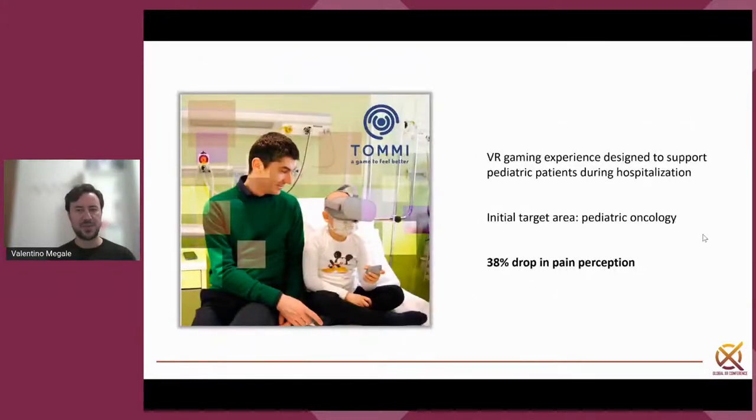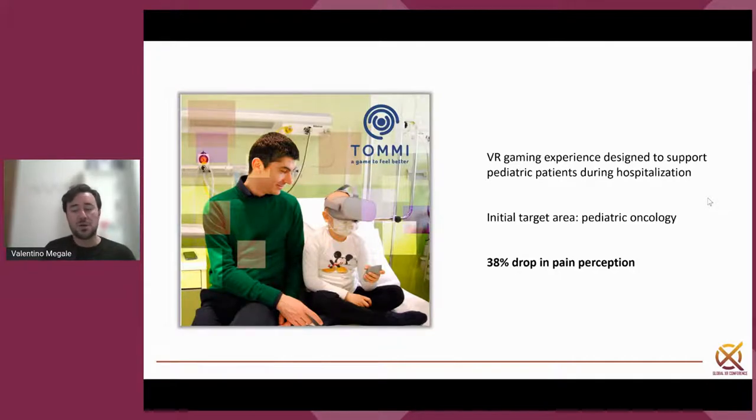Starting from these different applications, at Softcare Studios we decided to focus on pain management, and at the very beginning on pediatrics. We developed our first project, Tommy, as a virtual reality gaming experience to support pediatric patients during hospitalization, especially in pain and stress management when undergoing stressful and painful medical treatments. At the very beginning we focused on pediatric oncology, a setting where virtual reality provides high value, because for these patients, going beyond the walls of the hospital is emotionally saving, beyond the physiological benefits.